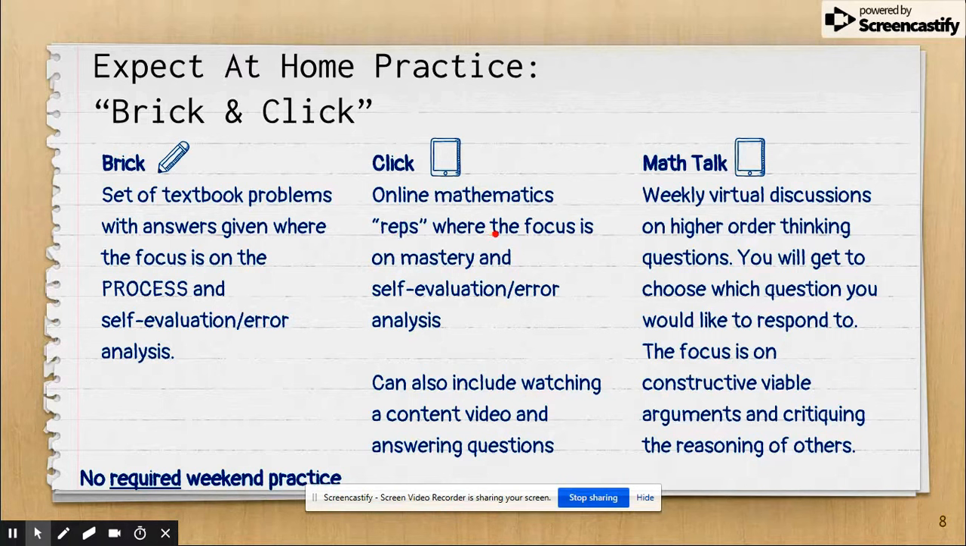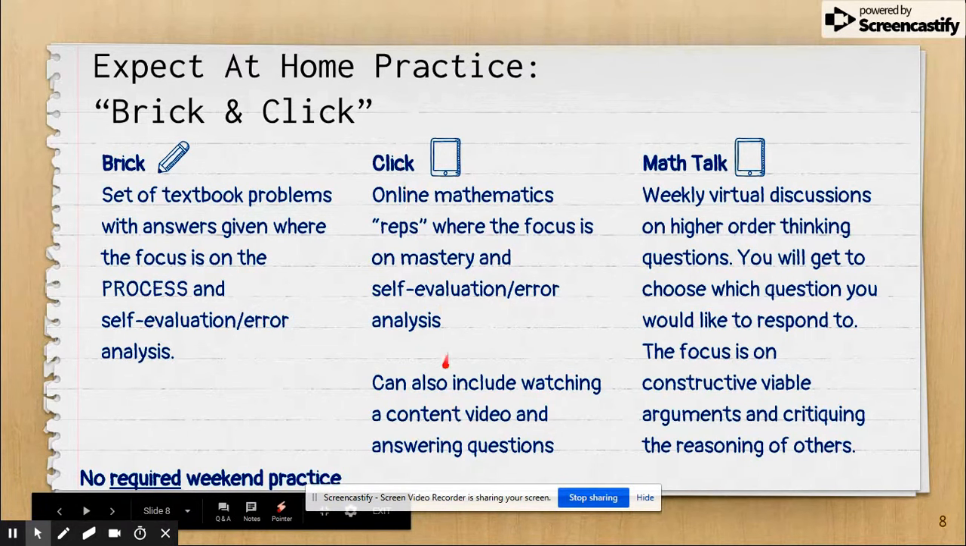And the focus here is on mastery. You're trying to get to the point where no matter what problem is thrown at you, you're able to do it. And in that process, you're also evaluating yourself and analyzing your errors. And again, we'll talk more about this process and how you do this in class. I'll model that for you. Your click assignment may also include watching a content video like the one you're watching now and answering any questions.